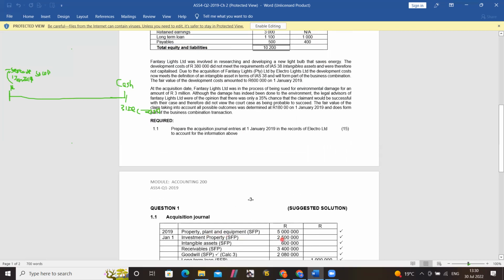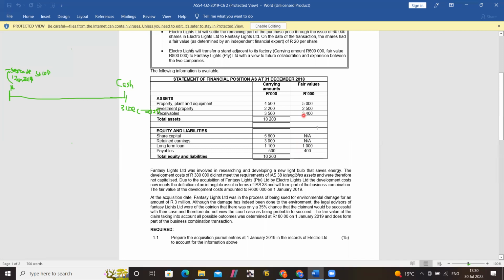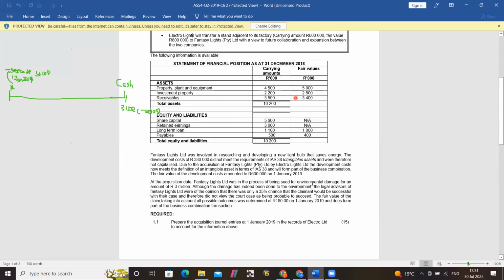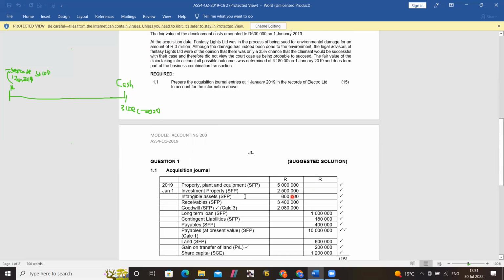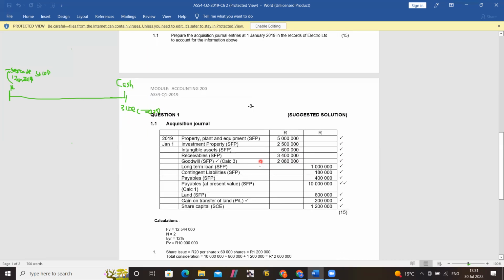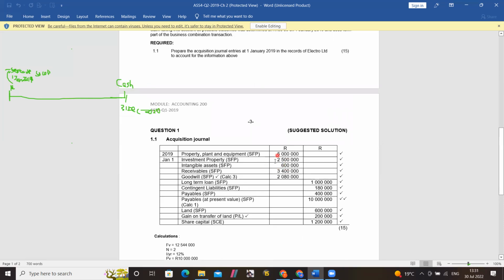So like I told you here, PPE, they just took this 5 million. Do you see? Investment property, they took the 2.5. The 3.4 comes from the receivables. Then the 600,000, like I said, is the intangible asset here. And you see they used fair value. Like I said, this list, explaining it in detail, I'll also send it. And then do you see that's all they debited? So that's what they debited first.